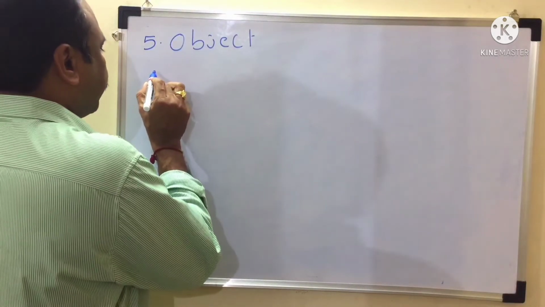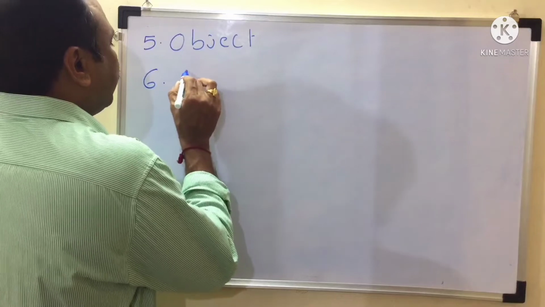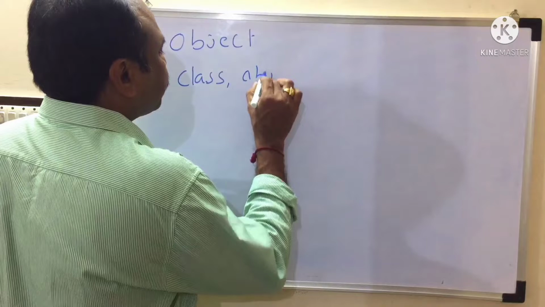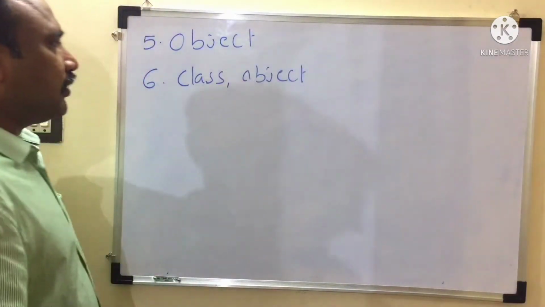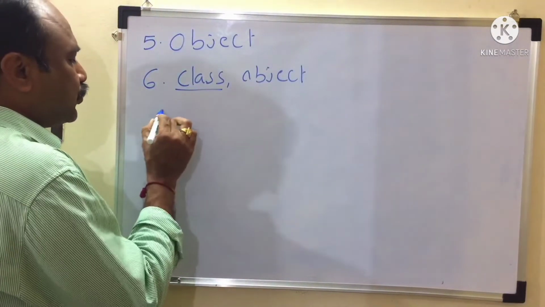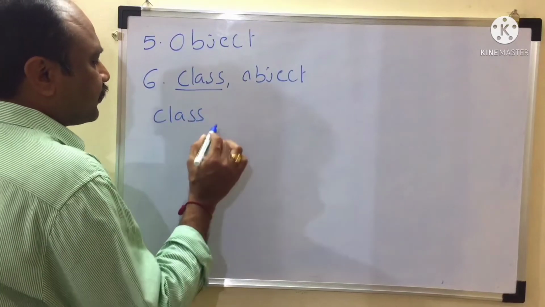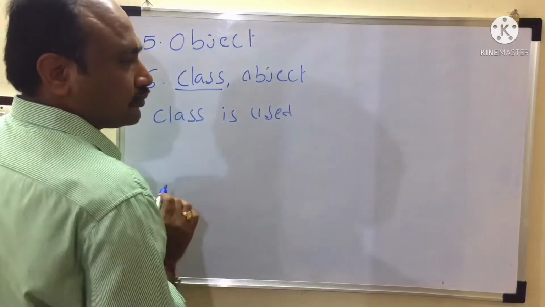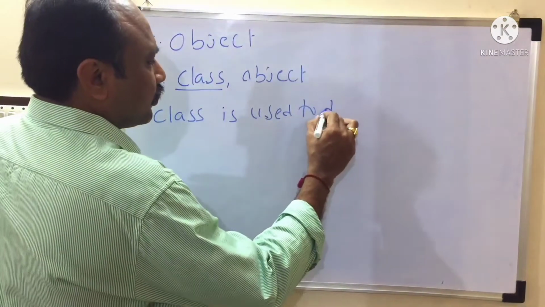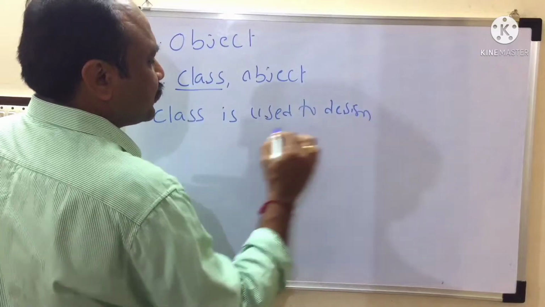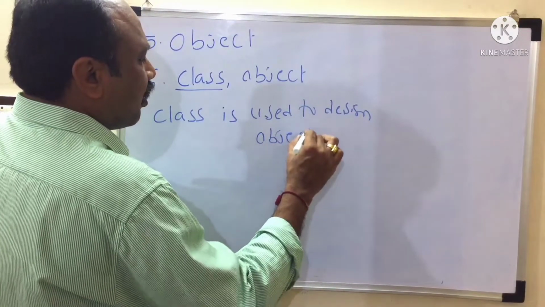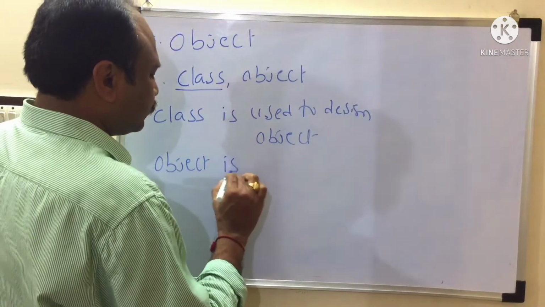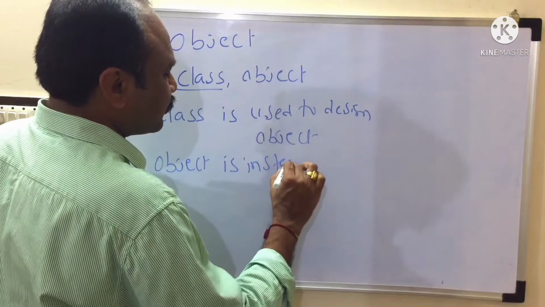Next, this is actually a basic question. What is a class and what is an object? A class is used to design objects. A class is used to construct, to design objects. An object is an instance of a class, or an example of a class.